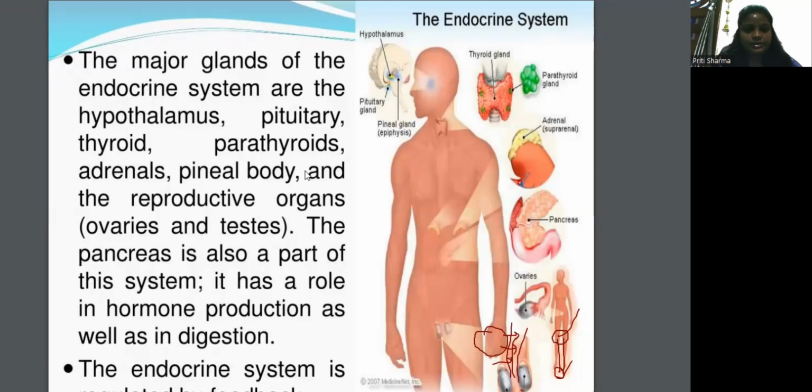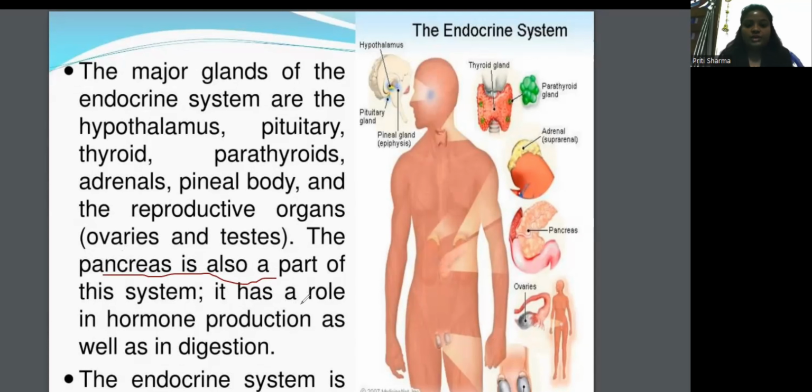The pancreas is also known as a mixed gland because it does two works at the same time. I mean, it has a role in hormone production as well as it helps in digestion also. So it's also known as a mixed gland.